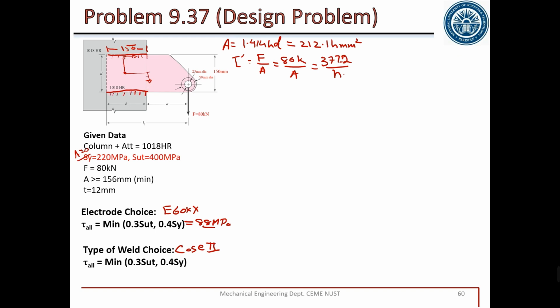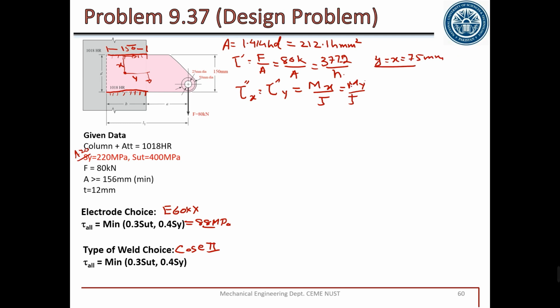This value and this value are exactly the same as we had already. So secondary shear x is equal to secondary shear y, which is equal to moment into M_x by J, or equal to M_y by J. Take this distance as y and this distance as x. In this case, y and x are both the same. Y is equal to x, which is equal to half of 150, that is 75 mm.